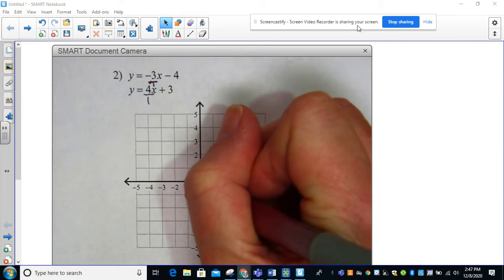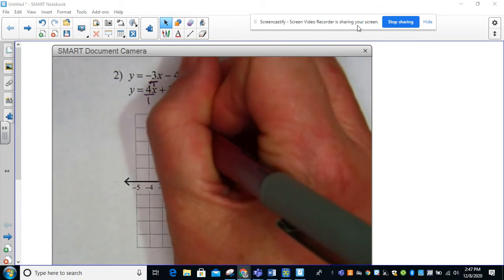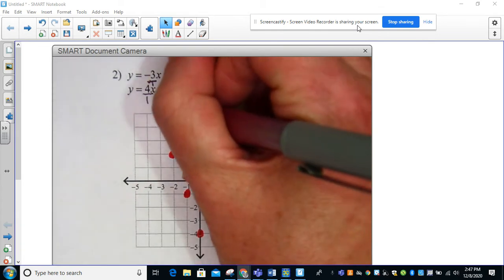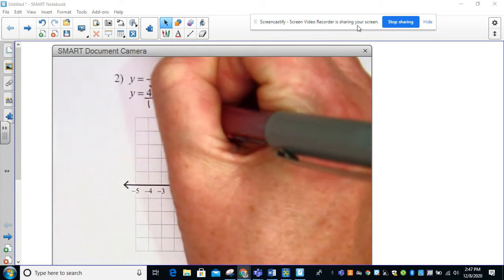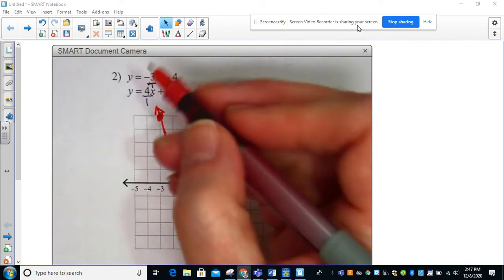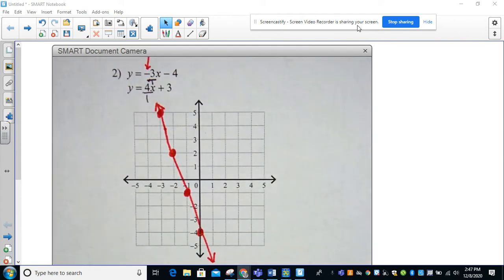And I can do it again. 1, 2, 3, left 1. And I know I did it right because the line is going downhill. And I know it's downhill because of that negative slope. So now I'm going to do the other one.